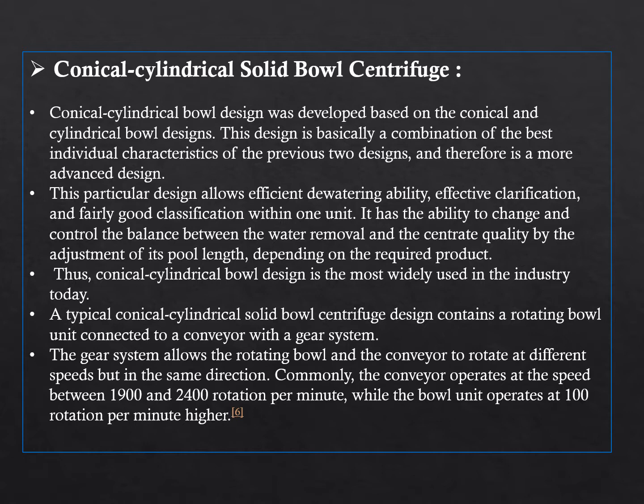The typical conical cylinder solid bowl centrifuge design contains a rotating bowl unit connected to a conveyor with a gear system. The gear system allows the rotating bowl and the conveyor to rotate at different speeds but in the same direction. Commonly, the conveyor operates at a speed between 1900 and 2400 rotations per minute, while the bowl unit operates at 100 rotations per minute higher.